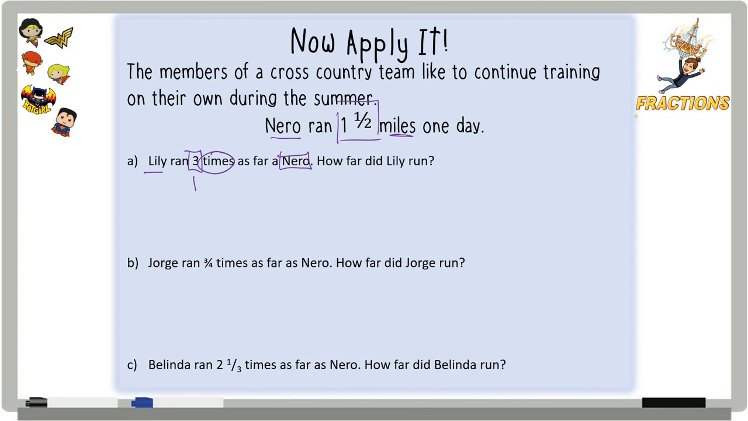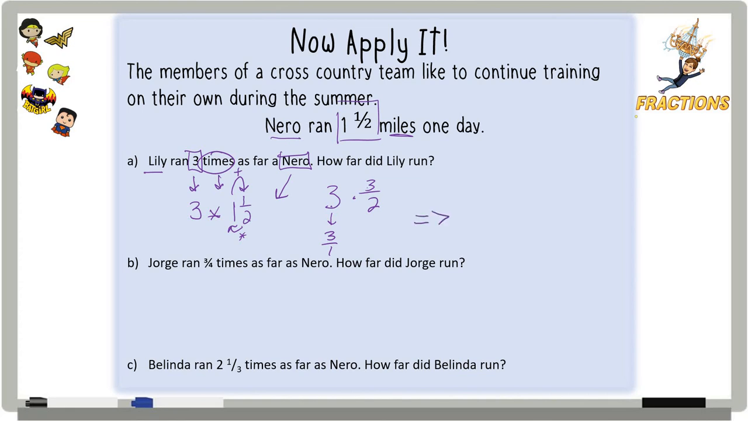Well, there's my problem. 3 times what Nero did, and Nero ran 1.5 miles. So I know I have to convert this. I have one group of 2, which is 2, plus the 1 extra, which is 3. So then this problem becomes 3 times 3 halves. But now what do I do with this 3? Because it's just 3. I have to make it improper. It's a whole number, so I have to make it improper. And to do that, I just put it over 1.